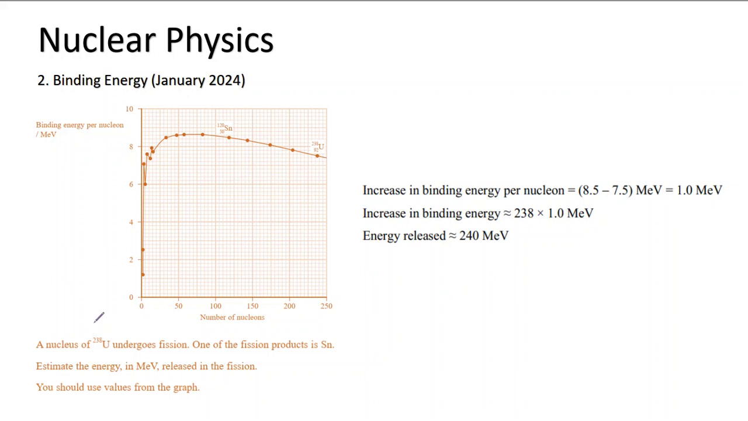Nucleus of uranium undergoes fission. One of the fission products is Sn. Estimate the energy in MeV released in the fission. More or less the same thing.